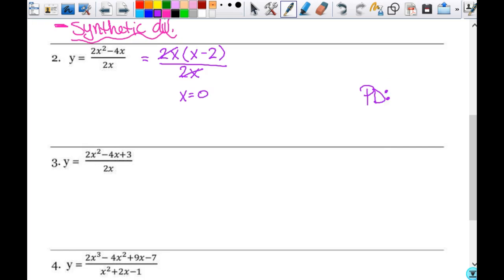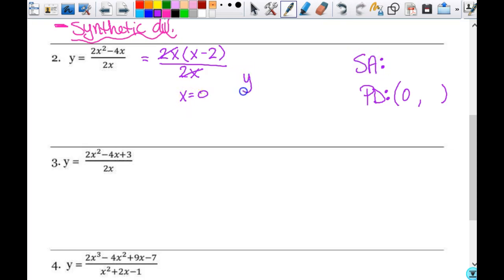I keep doing that even though it's not asking me for it, because I don't want you to ever think that you can just cancel it out and move on with your life. There's stuff going on here. Point discontinuity when x is 0. And then we are looking for the vertical. No, we're not looking for vertical. We are looking for slant at this point. Slant asymptote.